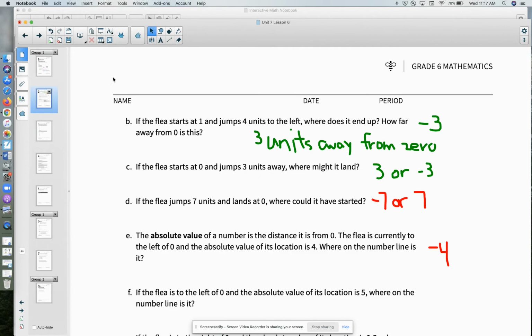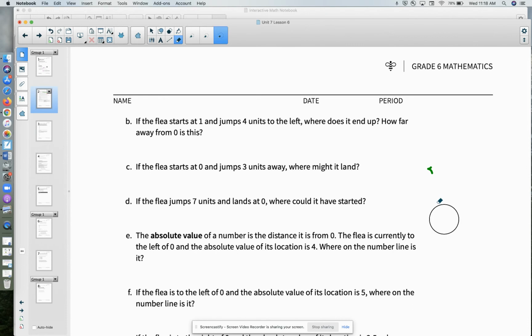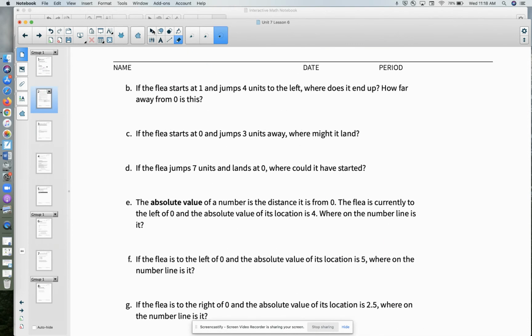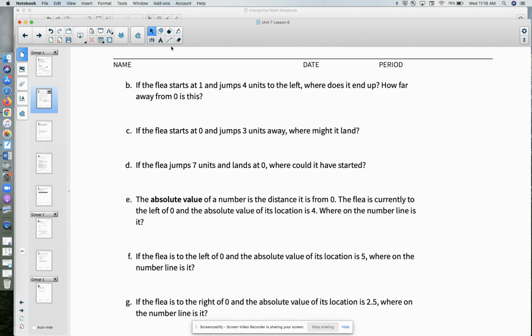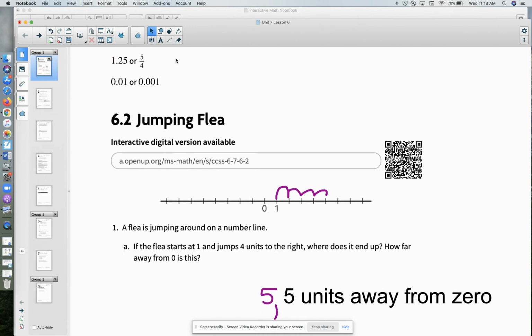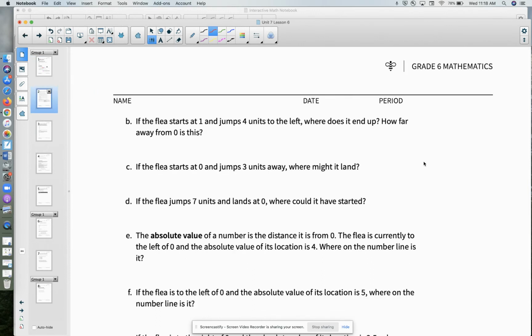Number 2. Oh, I didn't do this yet. Sorry. If the flea starts at 1 and jumps 4 units to the left, where does it end up? Starts at 1, jumps 4 units to the left. 1, 2, 3, 4. So where does that end up? Negative 1, negative 2, negative 3. Negative 3.